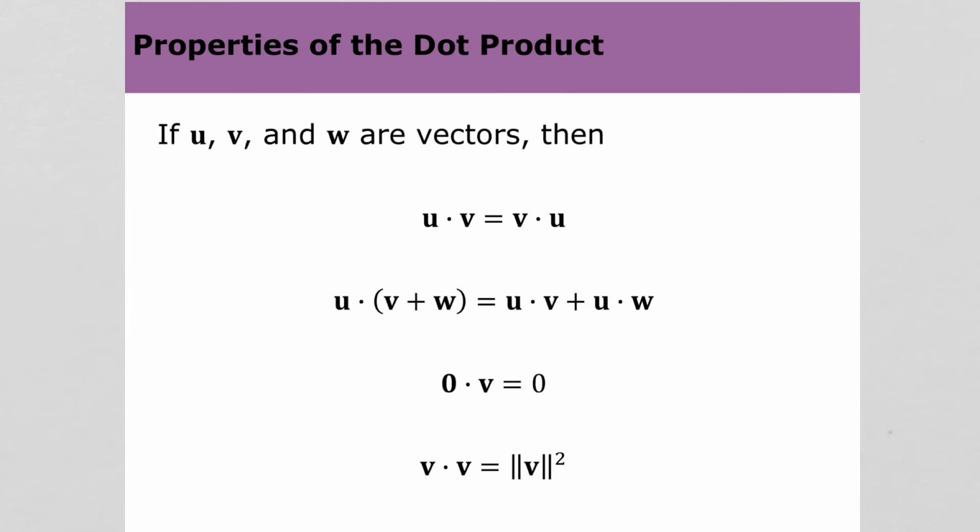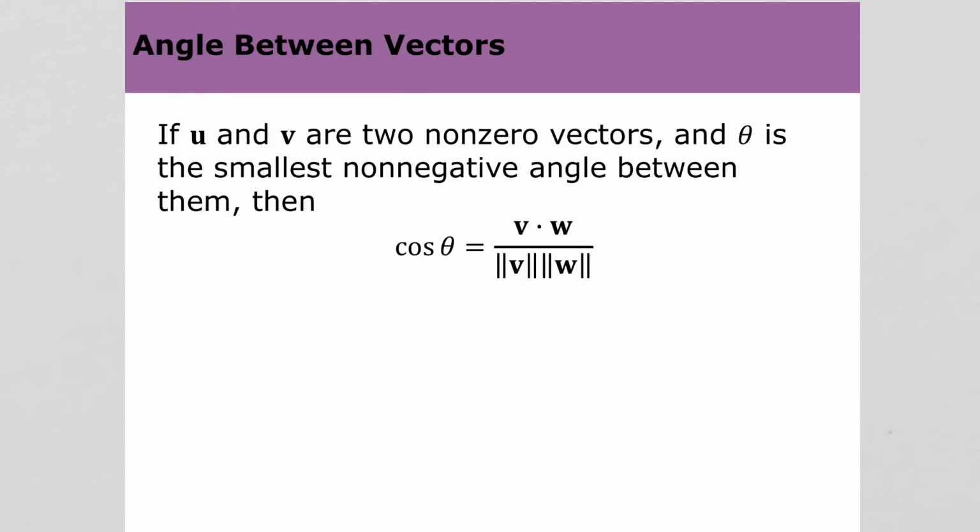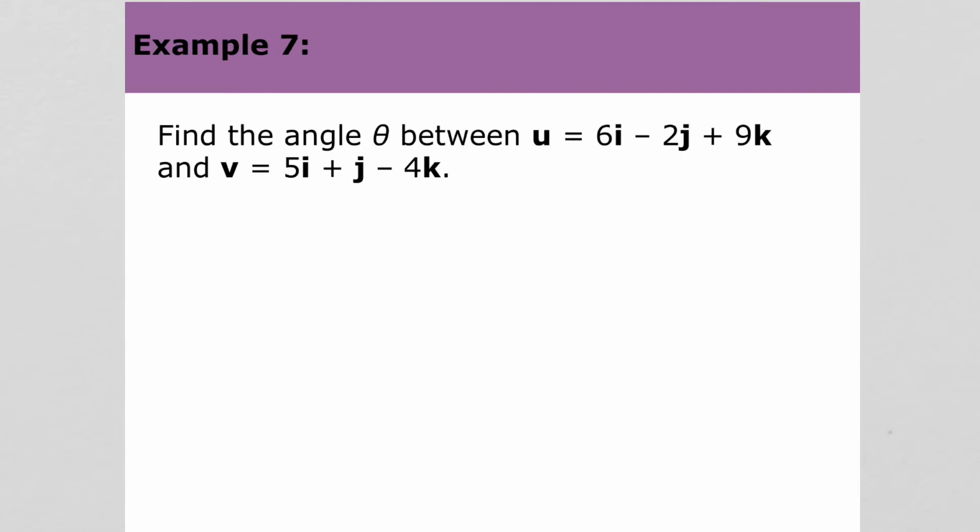And the properties of the dot product are the same in space. The angle between the vectors is the same for space. The cosine of the angle is equal to V dot W over the magnitude of V times the magnitude of W. So find the angle between U and V here.